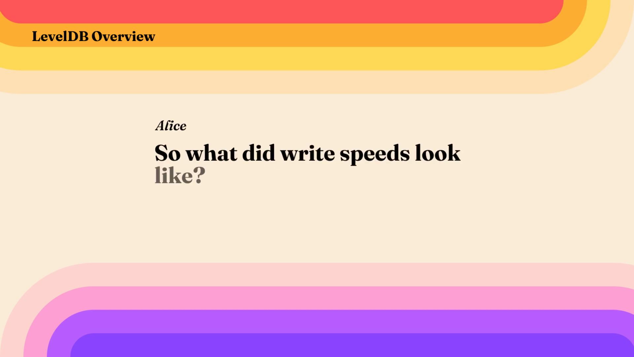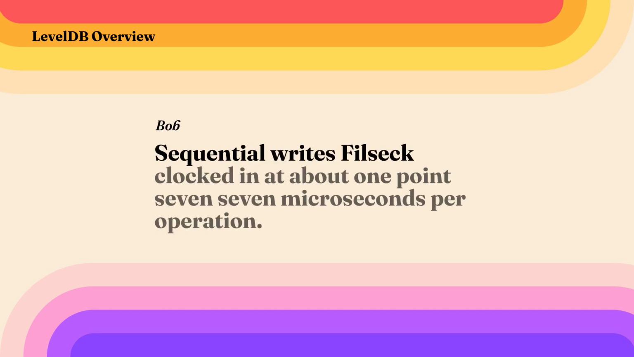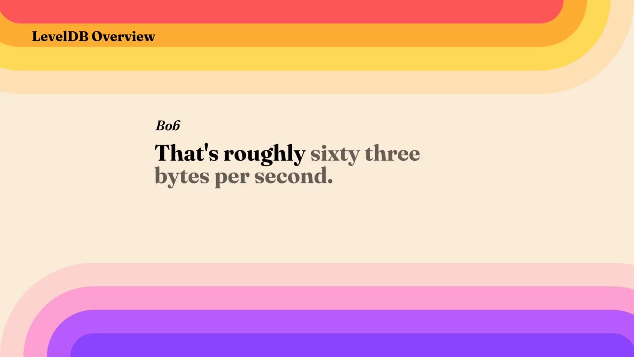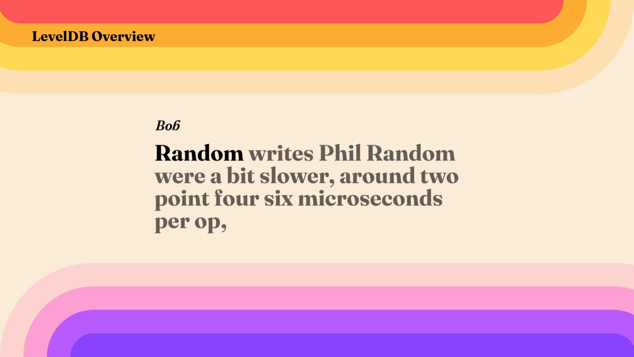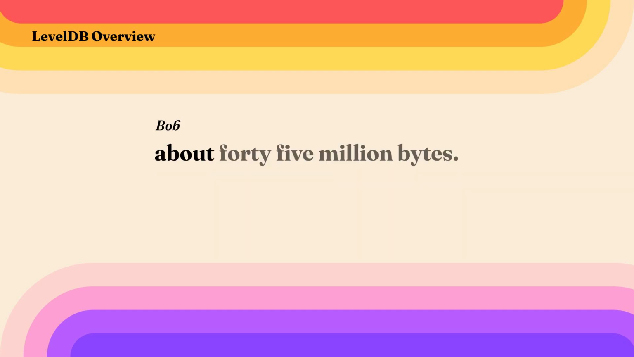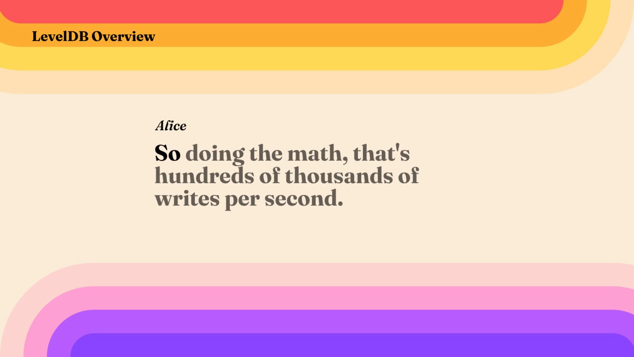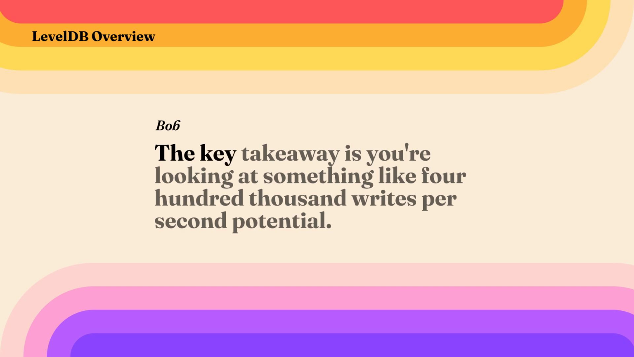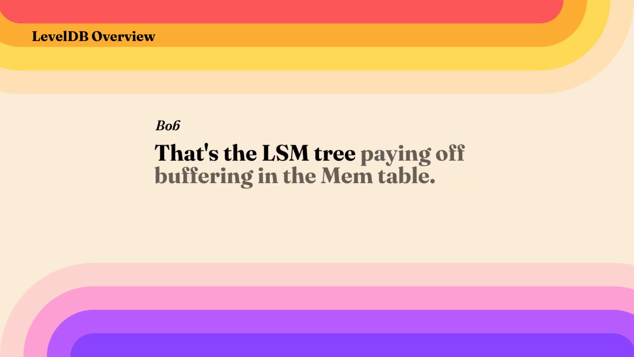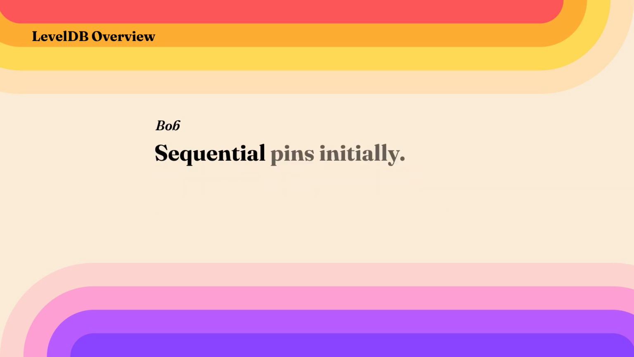So what did write speeds look like? Pretty impressive. Sequential writes, fillseq, clocked in at about 1.77 microseconds per operation. That's roughly 63 MB per second. Wow, okay. Random writes, fillrandom, were a bit slower, around 2.46 microseconds per op, about 45 MB per second. Overwriting existing keys randomly, overwrite, was similar, 2.38 microseconds per op, 46.5 MB per second. So doing the math, that's hundreds of thousands of writes per second. Exactly. The key takeaway is you're looking at something like 400,000 writes per second potential. Yeah, that's the LSM tree paying off, buffering in the memtable, sequential appends initially.